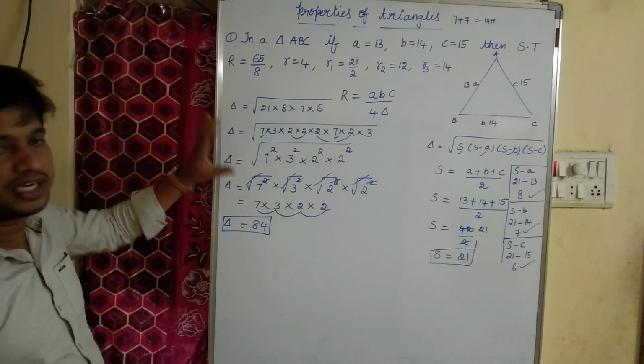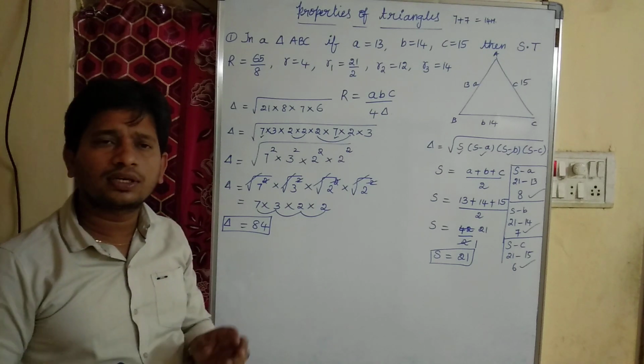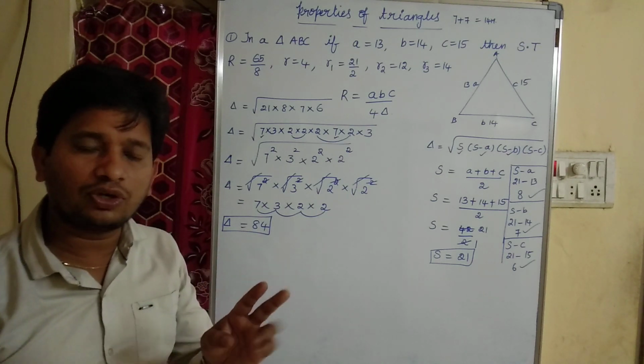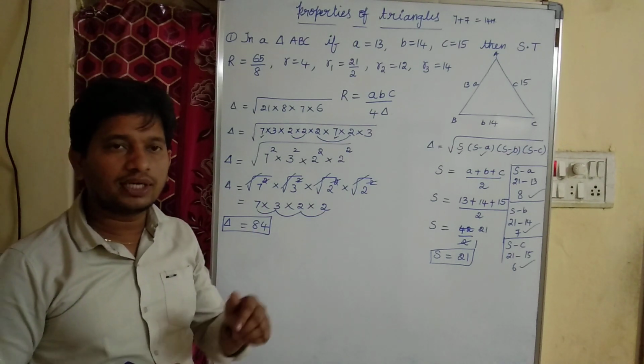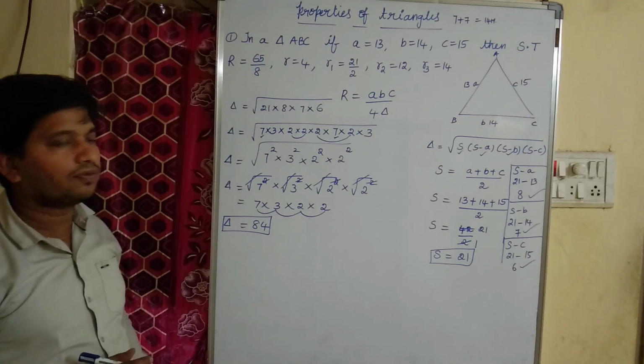So this step we have to do little bit carefully. Only thing is, we have to check that each number comes 2 times, so that the square root 2 cancels. So that we got delta value 84.